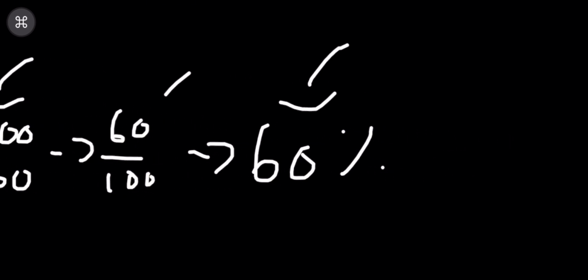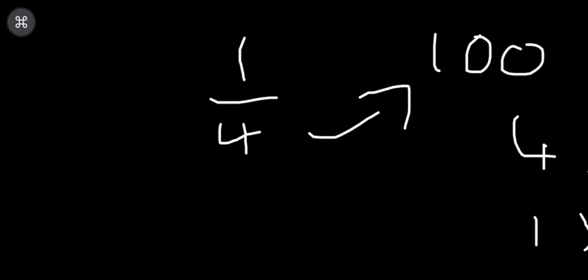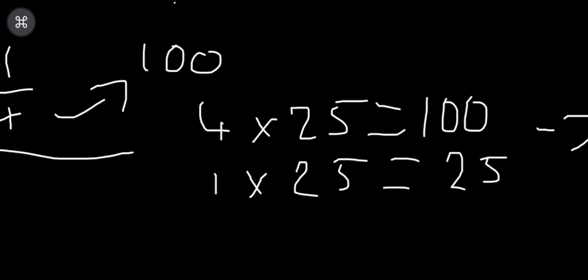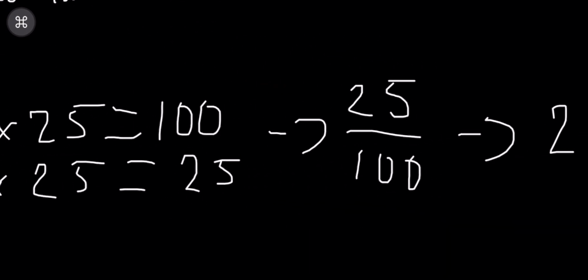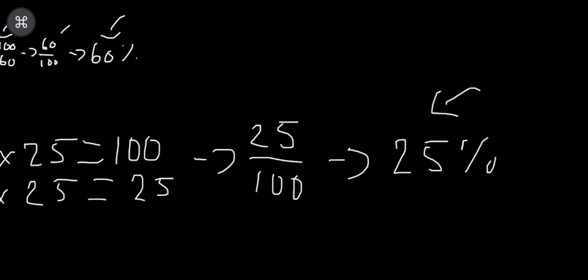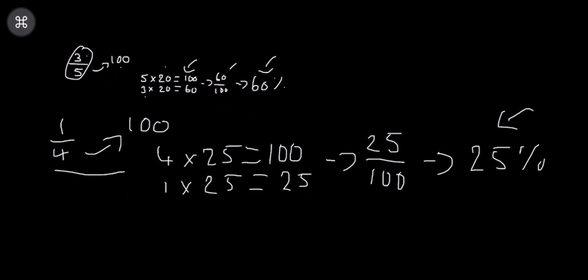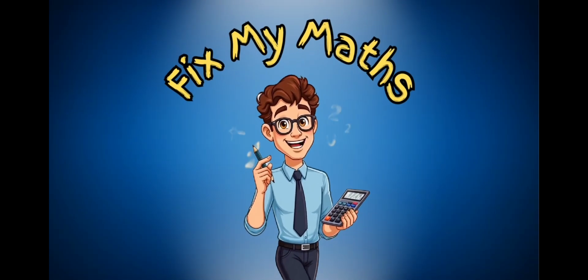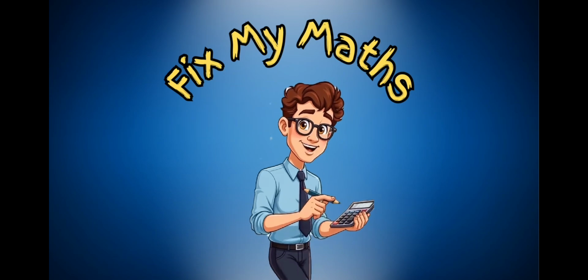Another example is 1/4. 4 times 25 equals 100. And 1 times 25 equals 25, which means it's 25%. This method is perfect for fractions like 1/2, 1/4, 3/5, or 2/25. If the numbers look messy, convert the fraction to a decimal, then multiply by 100. Quick and reliable.